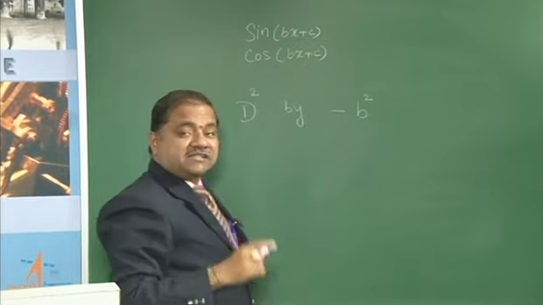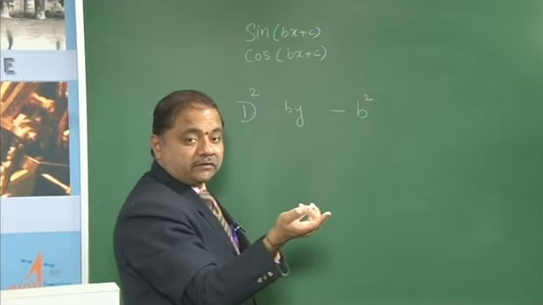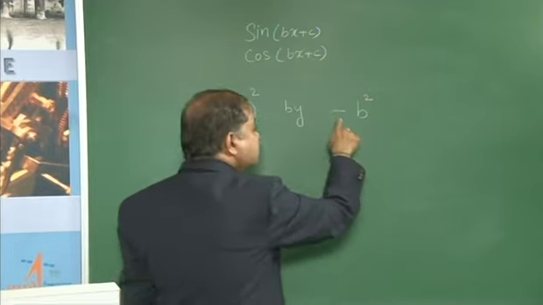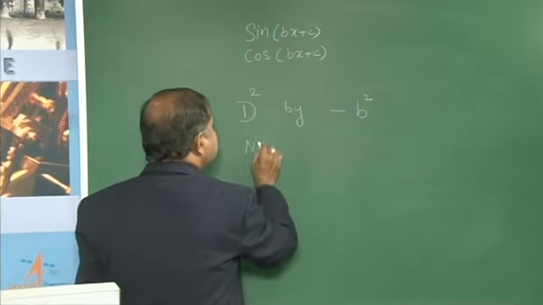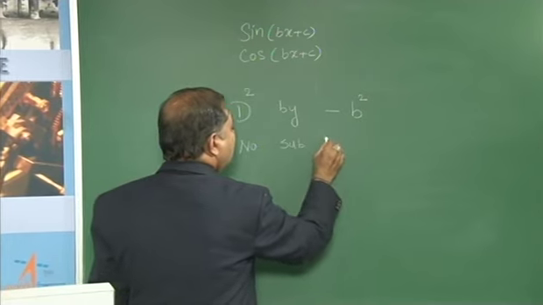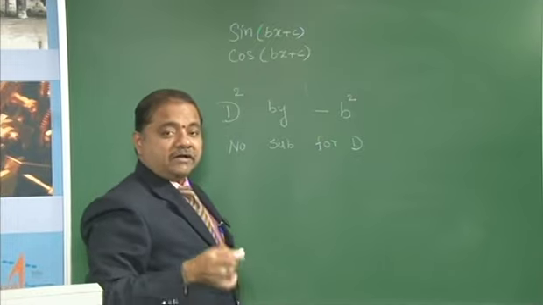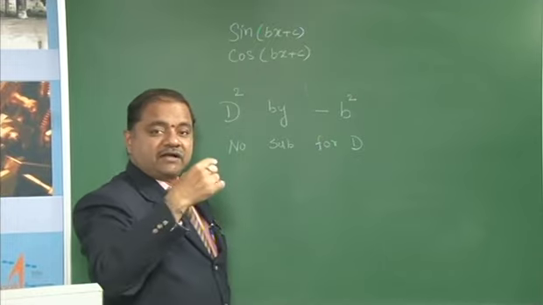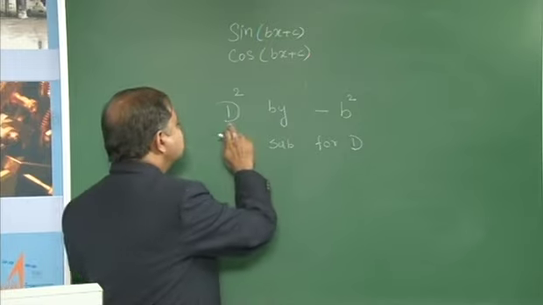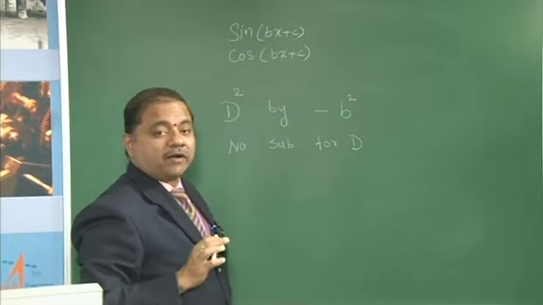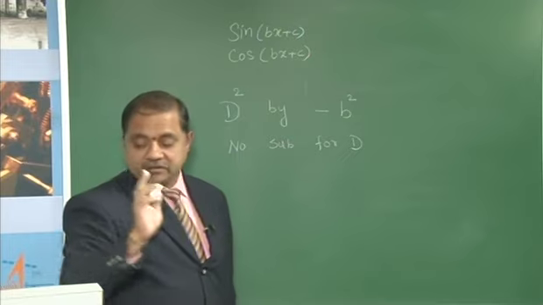Okay. This is not minus b whole square. Minus b whole square means b² only, which is not correct. It is −b². And very important, no substitution for D. In type 1 we said replace wherever D is there with a, but here you should be very careful. I can use D² as −b², but for D there is no substitution. That is what we have given.